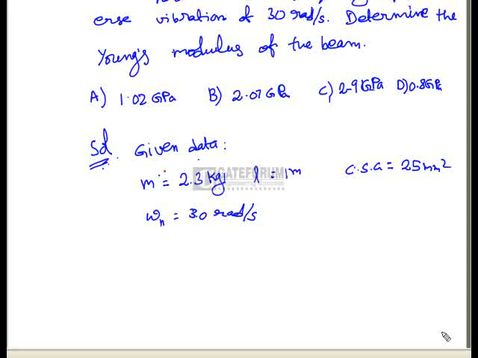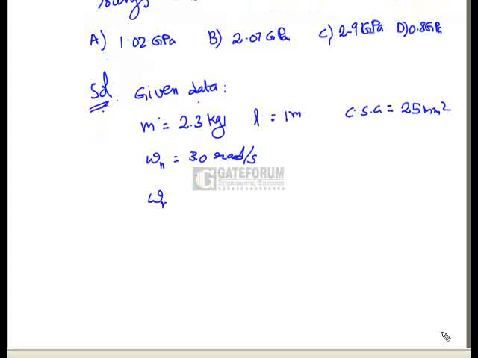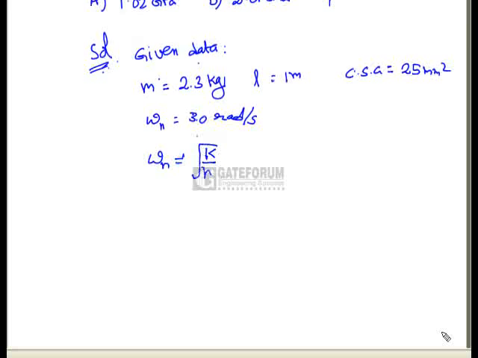So here, by neglecting the self weight of the beam, the natural frequency of transverse vibration of the beam can be expressed as omega n is equal to root of k by m, where k is the stiffness of the beam and that is given by load per unit deflection, that is delta.